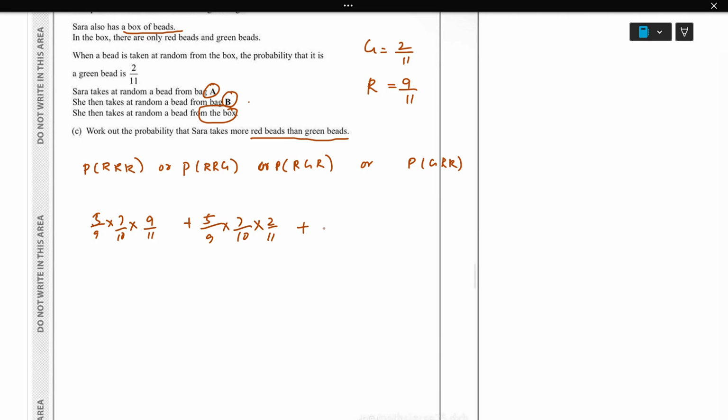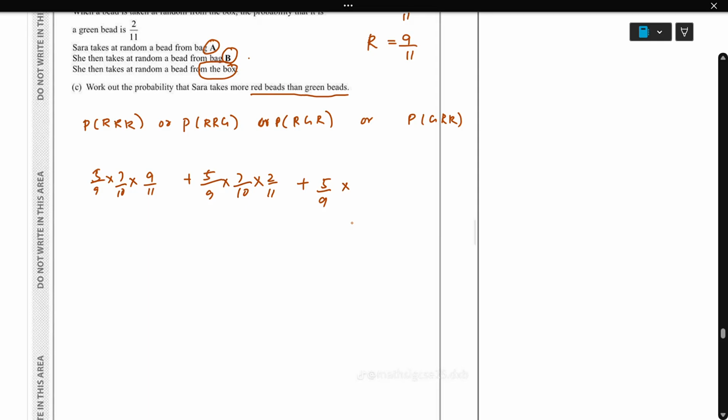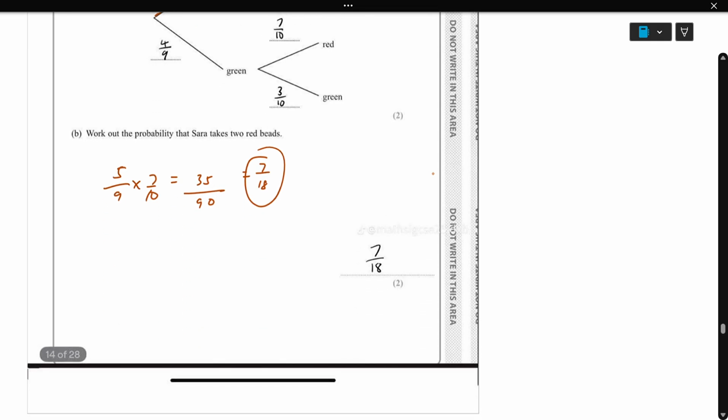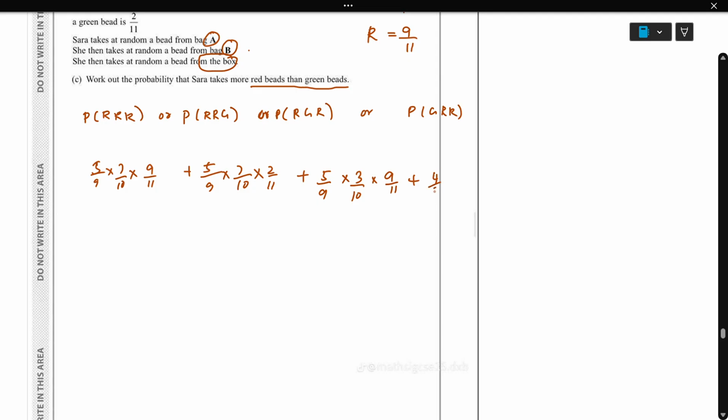Then the next one, probability of red is 5 by 9 times the green, which is the second one, 3 by 10, and here red is going to be 9 by 11. Plus the last one, green and red, 4 by 9 and 7 by 10, and red from the box is 9 by 11.